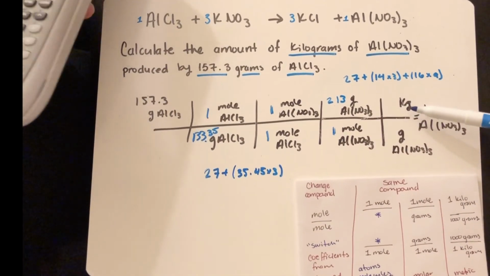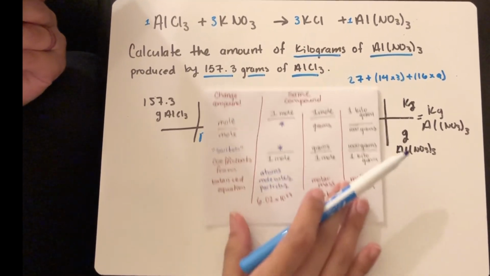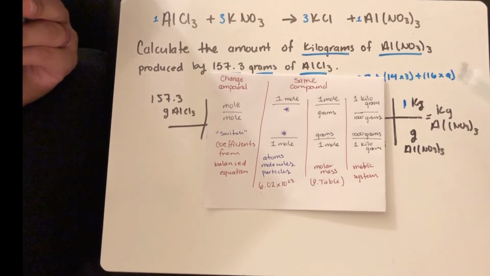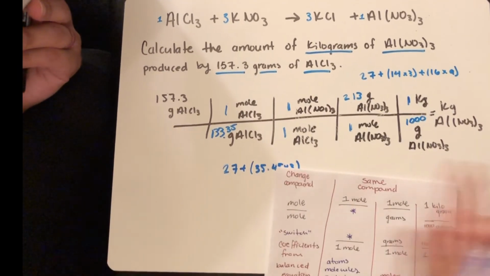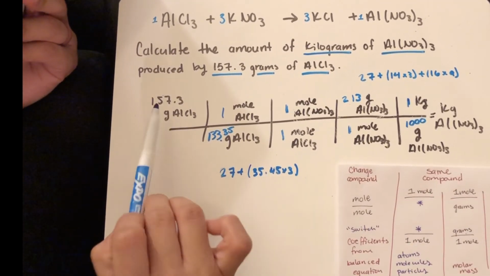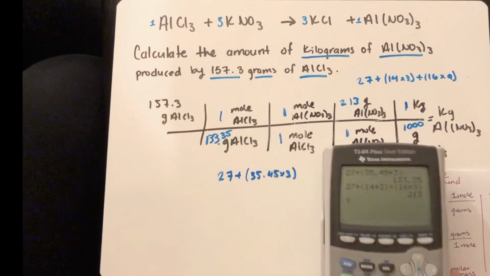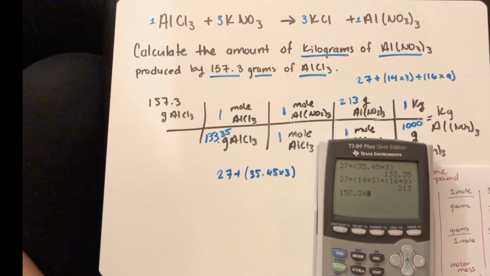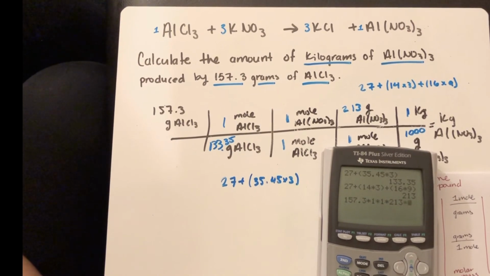The very last thing is that we have kilograms on top and grams at the bottom. Per our resources, we see that when we have 1 kilo at the top, we're going to have 1,000 grams at the bottom. So then we make sure that everything is filled out, which it is. So then we're going to multiply every number at the top, and we're going to get a number. So we're going to do 157.3 times 1 times 1 times 213 times 1.